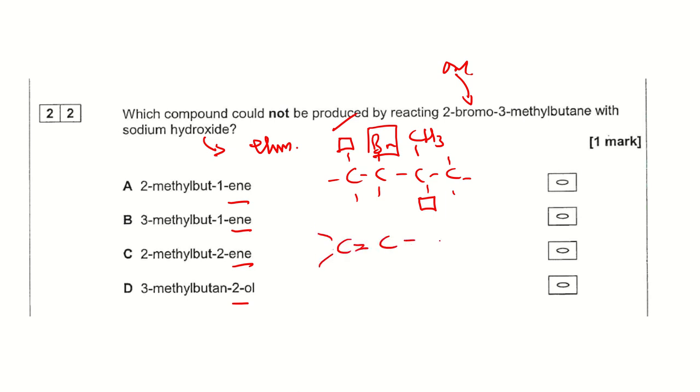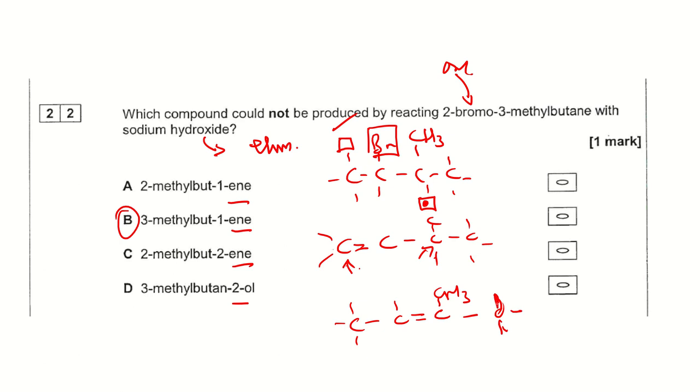That gives us a 3-methylbut-1-ene. So 3-methylbut-1-ene could not be produced? Well, there's 3-methylbut-1-ene there, so it could be produced. Let's take square box number 2 and remove that hydrogen as well as the bromine. So the bromine has now gone, one hydrogen left. Here we have a CH3, and a CH3 on the end.